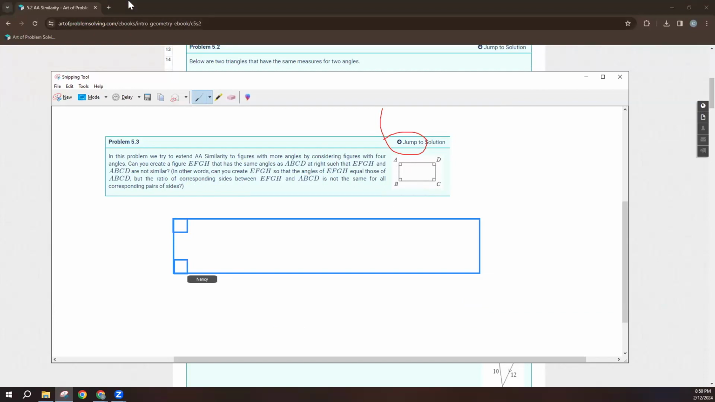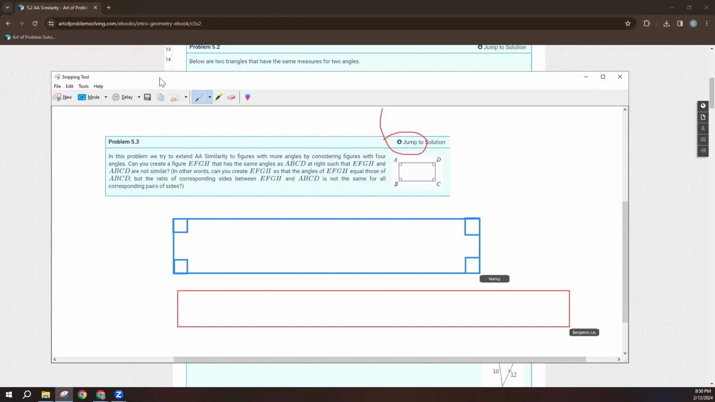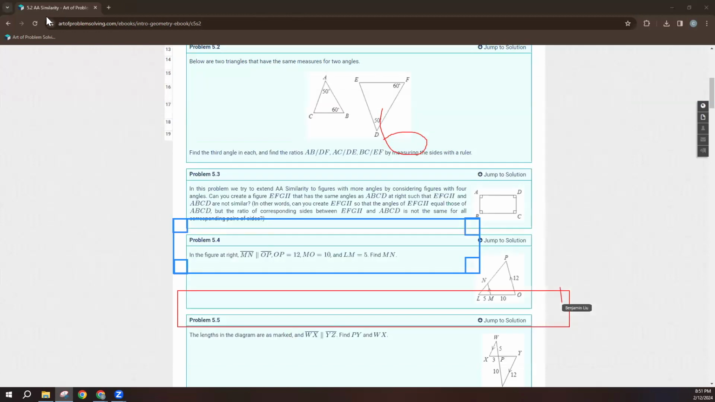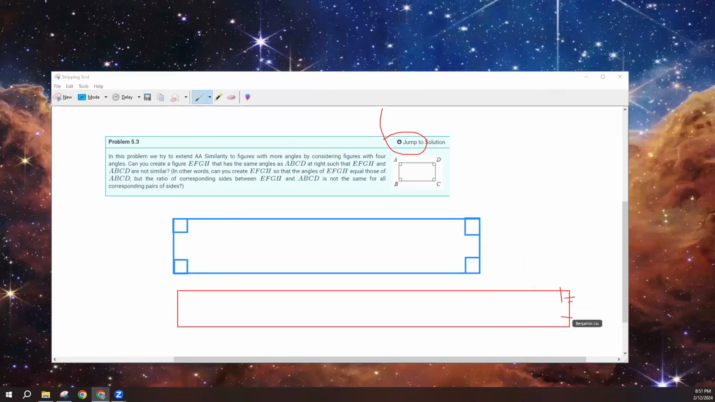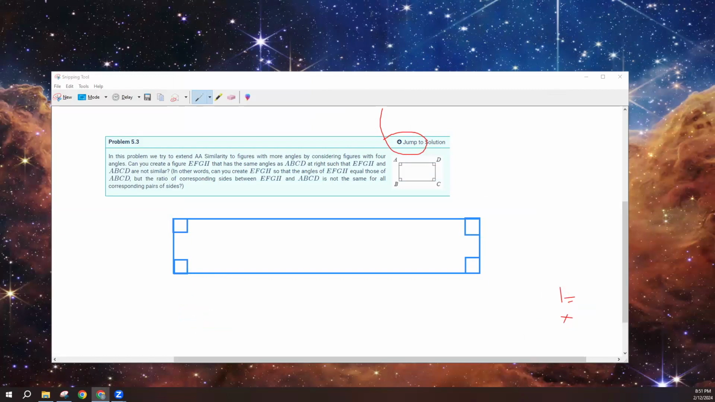Beautiful looking rectangles. Okay. So far, so good. Okay, so let's see if we can maybe do something a little bit more.